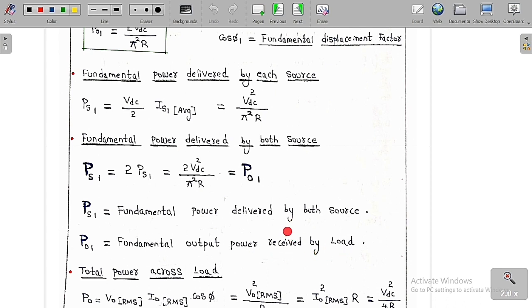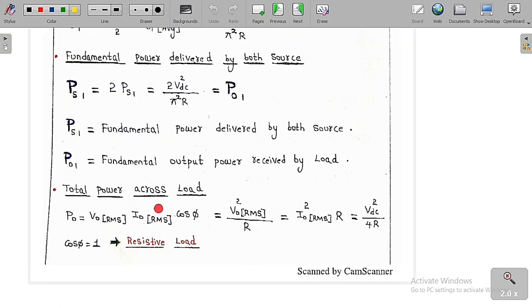So whatever the overall fundamental power delivered by both the sources is consumed by the load, by the fundamental component of the output voltage and the output current. What is the total power across the load? That means the total average power consumed by the load. The total average power consumed by the load is equal to V0 RMS into I0 RMS into cos phi.